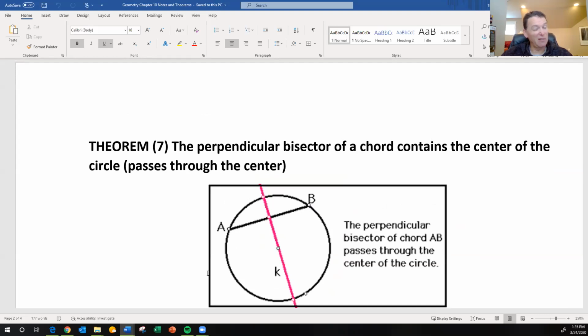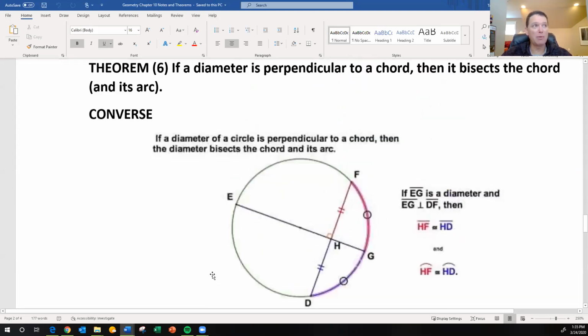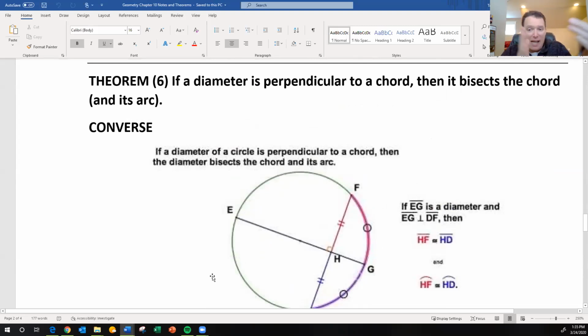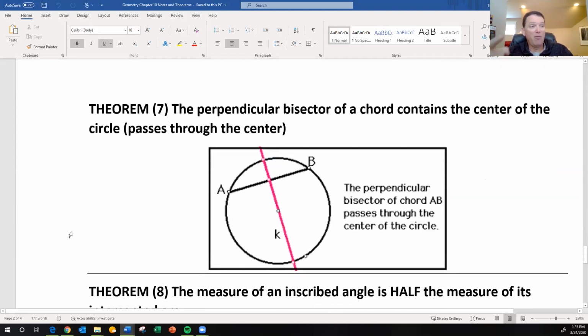I think that's a converse. It's not really stated that way in your book, but I think it's a converse. So let's go back up here. We have, if a diameter is perpendicular to a chord, then it bisects the chord. This now says, if we have a line that is perpendicular to a chord and is a bisector, then it's a diameter. Why is it a diameter? Because only the diameter contains the center of the circle.